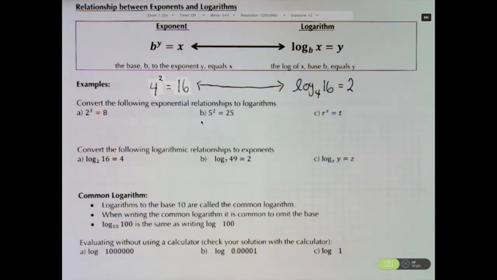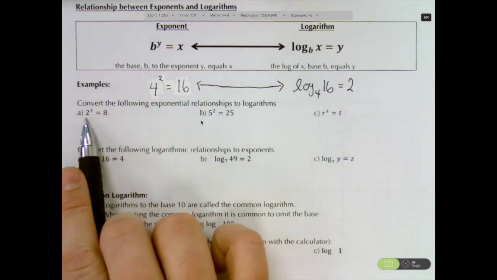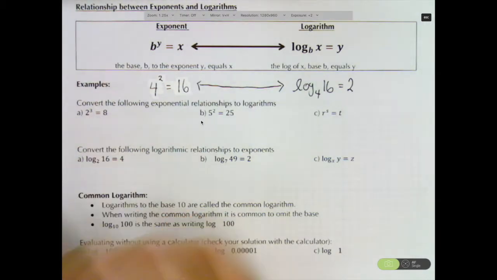Sometimes it's more advantageous to have an exponent, sometimes it's more advantageous to have a logarithm. So let's try a couple. We have first 2 to the exponent 3 equals 8.